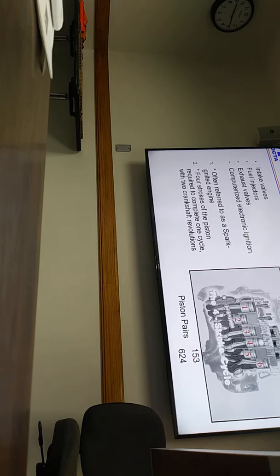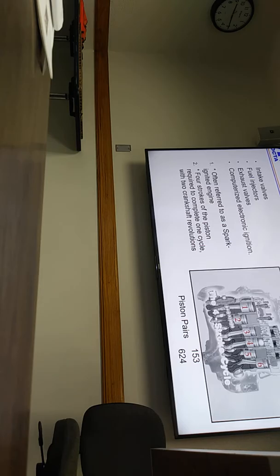Because there's actually 2 of the strokes on each revolution of the crankshaft. The intake and compression is 1 revolution, and your power and exhaust is another revolution. Full turn, right? Yes, 1 turn, 1 revolution. But don't you have to have, for each valve, half a revolution? We'll go over this.